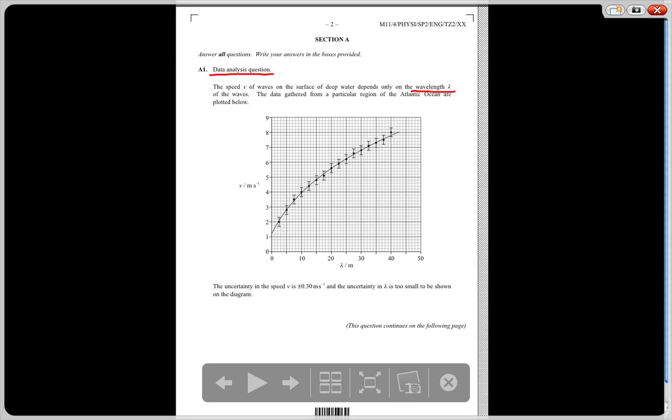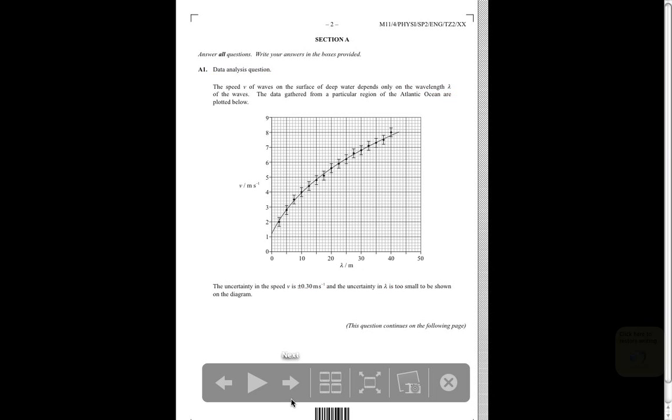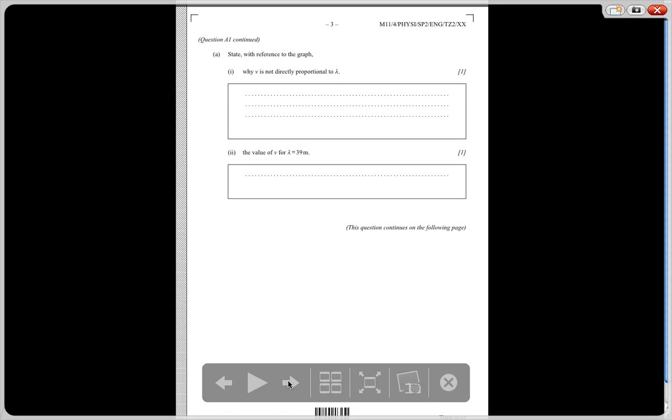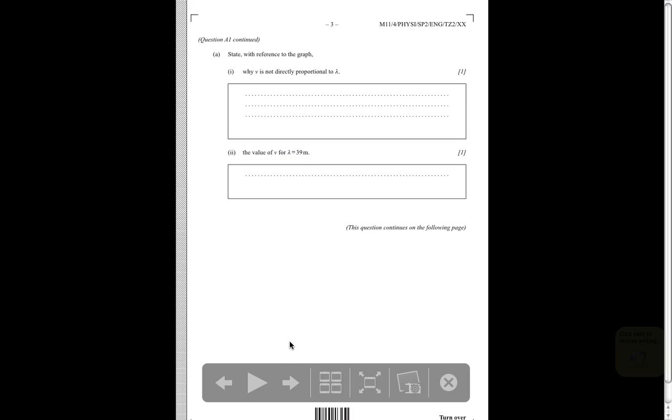The uncertainty in the speed v is plus minus 0.3 meters per second, and the uncertainty of lambda is too small to be shown on the diagram. So state with reference to the graph why v is not directly proportional to lambda, and we also need to find what v is for lambda equal to 39 meters. So let's go back to our graph and we can discuss that.